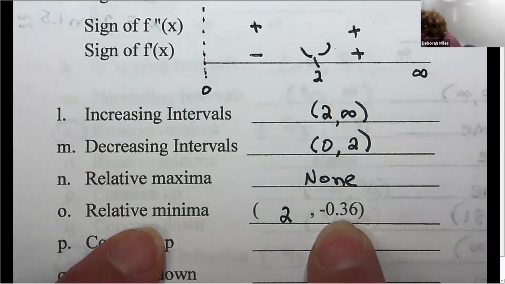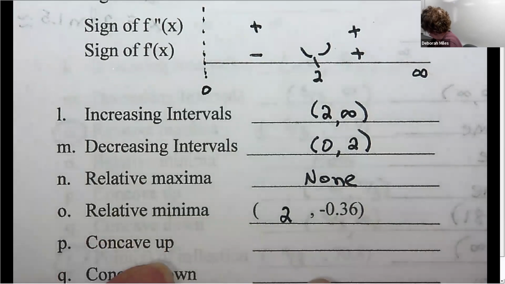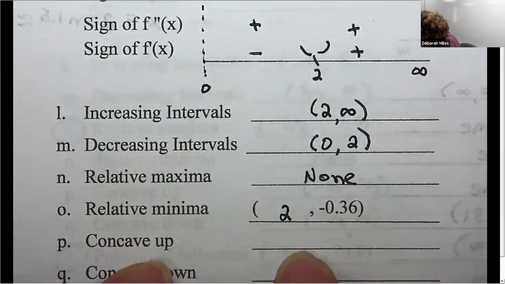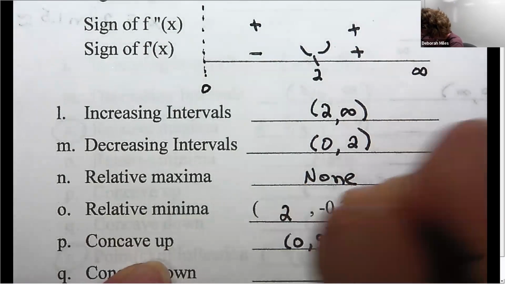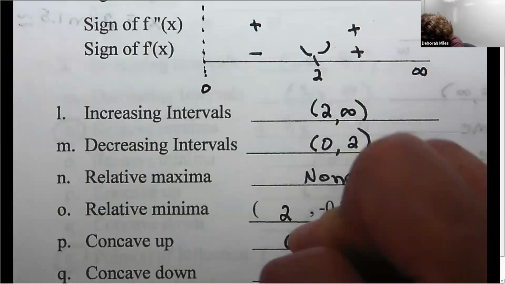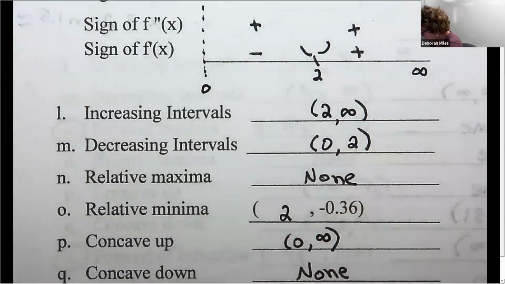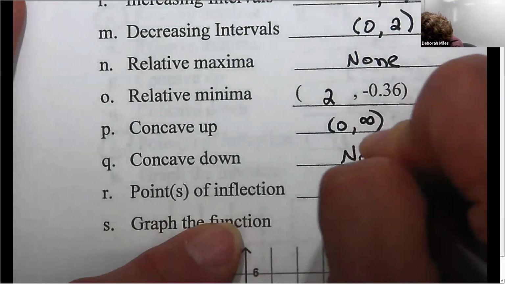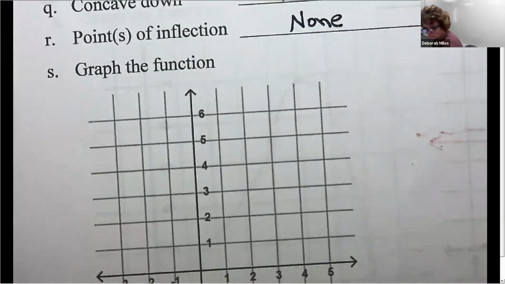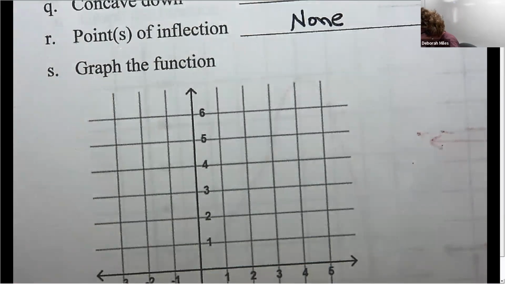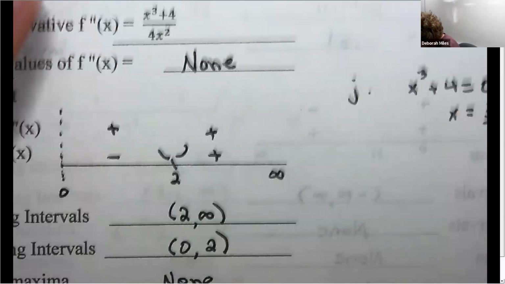Original function. All right, where is this function concave up? But I don't want to go negative infinity to infinity. 0 to infinity. And concave down? Nowhere. What about point of inflection? If there's nowhere the graph changes concavity, then there's no point of inflection. So what do we have? We can graph points and lines.